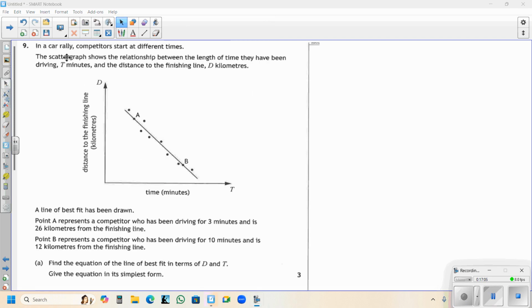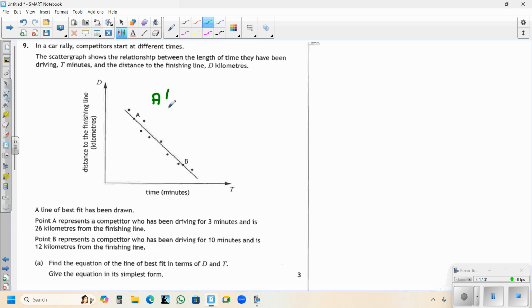Question number 9. It says in a car rally competition that starts at different times, the scatter graph shows the relationship between the length of time they have been driving, which is t minutes, and the distance to the finishing line in d kilometres. It says a line of best fit has been drawn, and point A represents a competitor who has been driving for 3 minutes and is 26 kilometres from the finishing line.